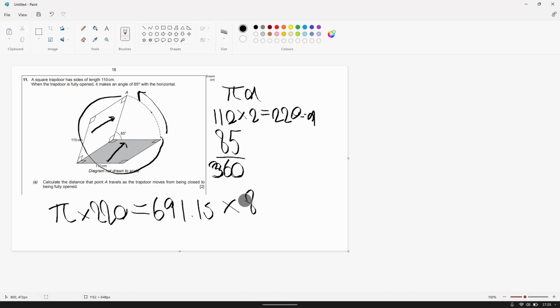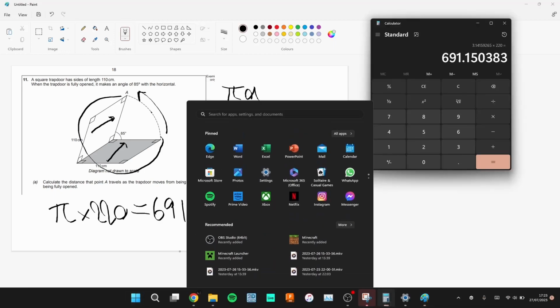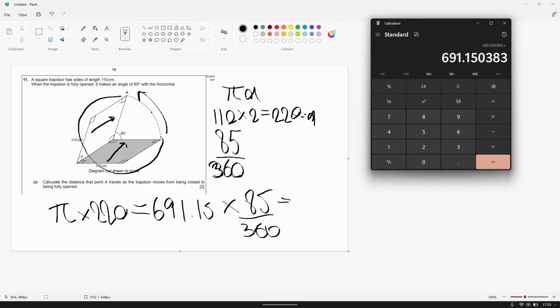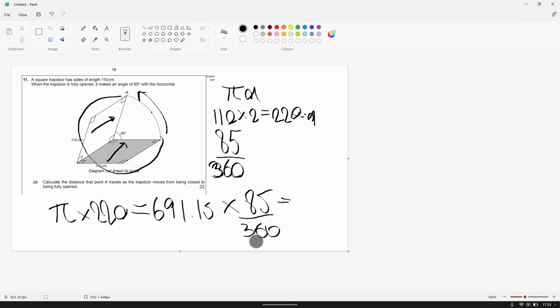If we times this then by 85 over 360, that fraction should give us just this arc's length. So let's times that. I'm just going to do that on my calculator actually because it's not very useful on this screen here. So I'm just literally going to write in exactly what I put here. 691.15 times 85 over 360. That's 163.18. We're just going to put 19. Like that.